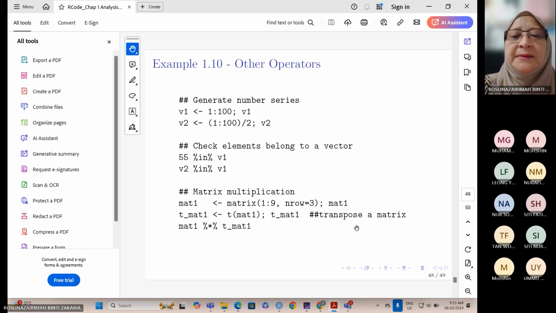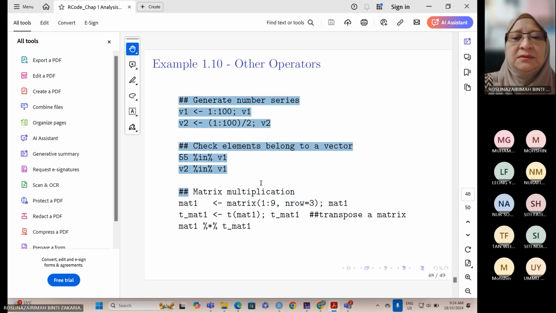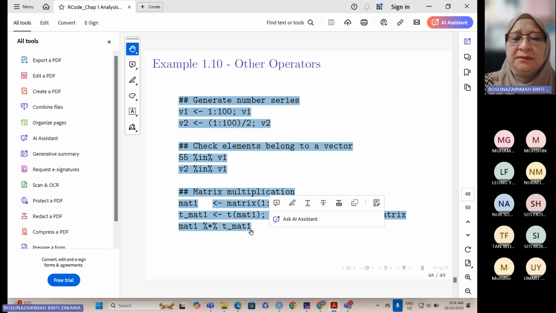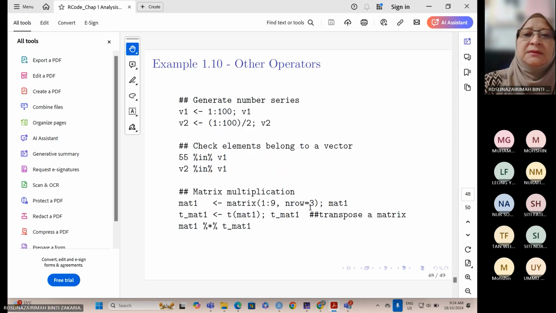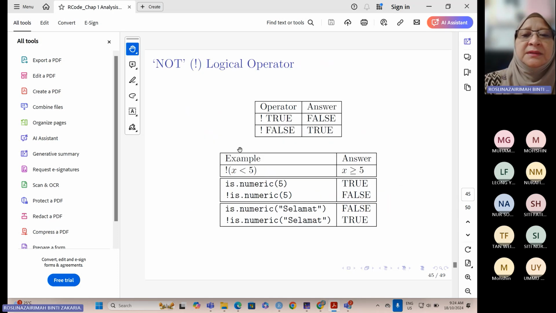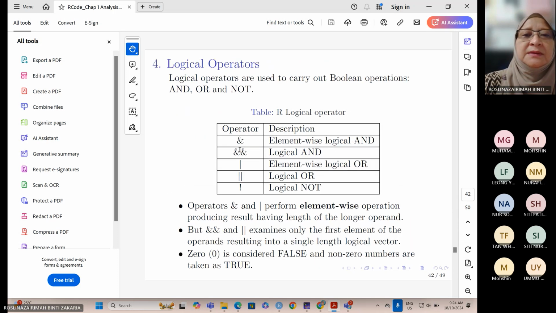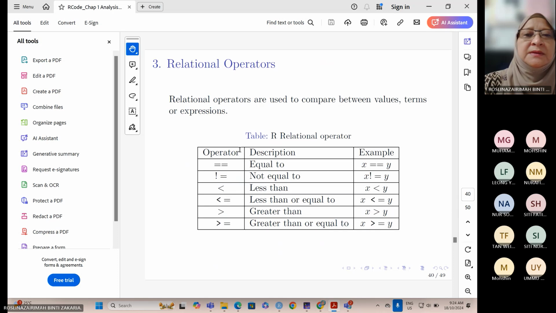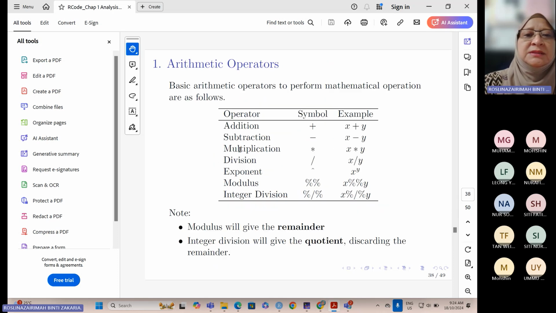Okay, this is other operators. How are we going to, for example, relational, arithmetic.